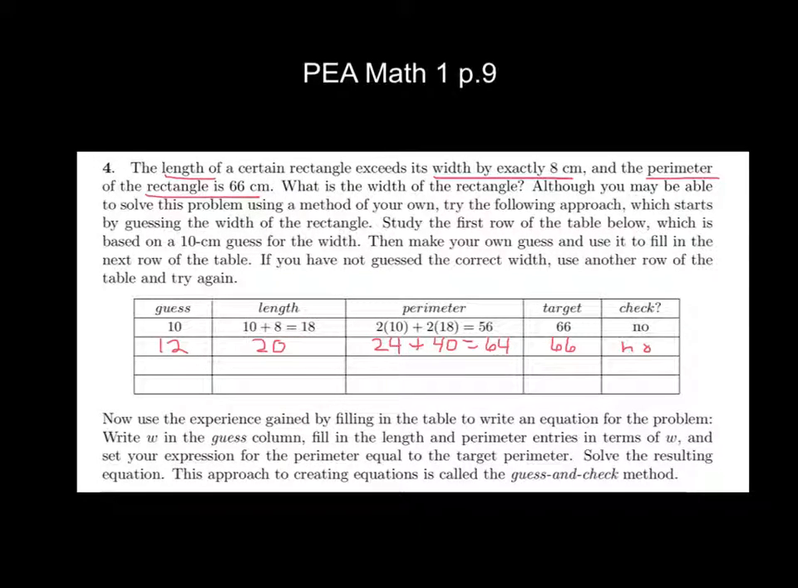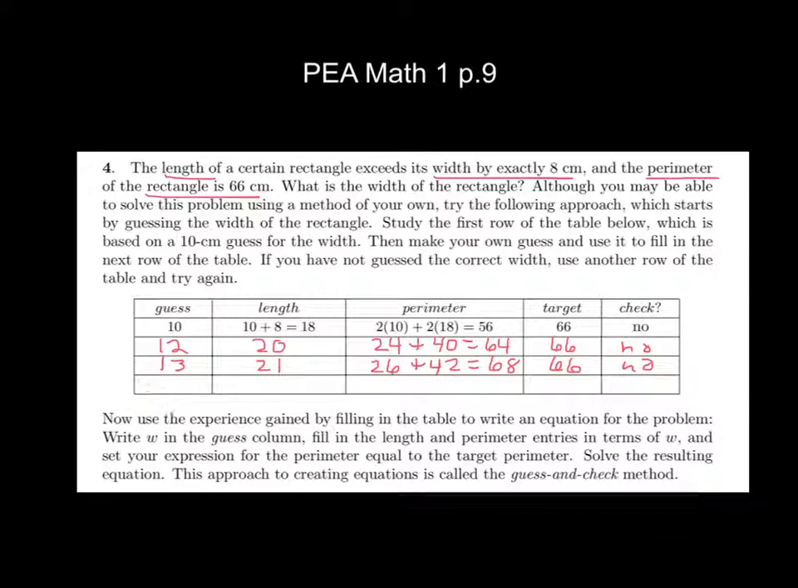It's still too small. So then yesterday we said, well, let's go up by 1 then. Let's go to 13. That would make our length 21. Our perimeter would be 26 plus 42, which is 68. Nope, still not right, but now it's just too big. So now it was down by 2 and then up by 2.